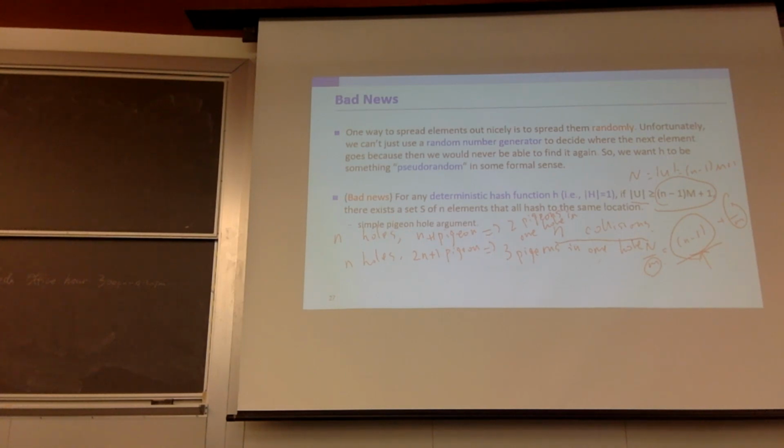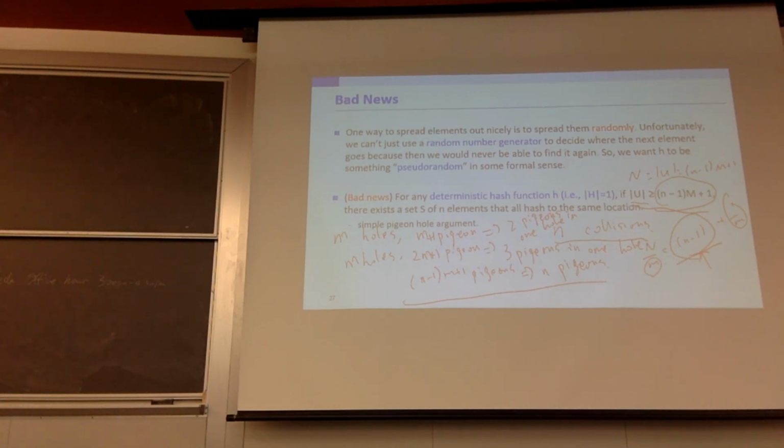So in the general case, if you have n minus 1 times n plus 1 pigeons, then you are going to have at least n pigeons in one hole. This is basically the same thing as here: everything in U are the pigeons, and the buckets are the holes. You have n buckets and that many pigeons, so you will have at least n pigeons in one hole.